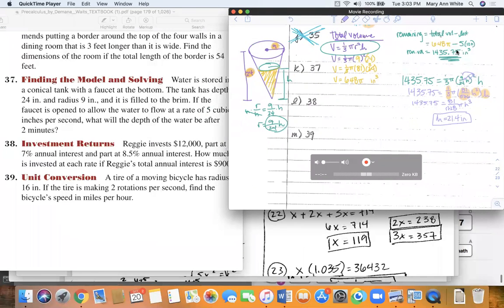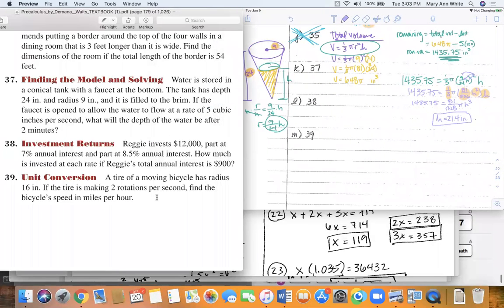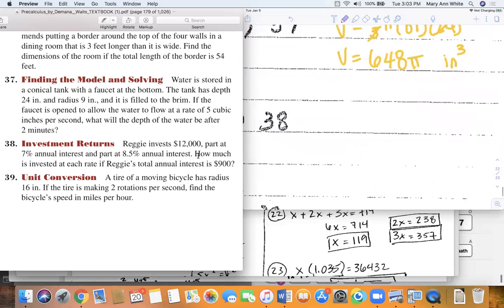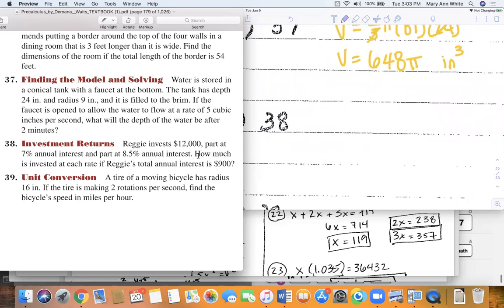Okay, this one says number 38. Reggie invests $12,000, part at 7% annual interest and part at 8.5% annual interest. How much is invested at each rate if Reggie's total annual interest is $900? All right, this is super similar to what we just did with our little boxes of solution. This is not an equation. I'm just kind of drawing like a thought diagram, whatever.